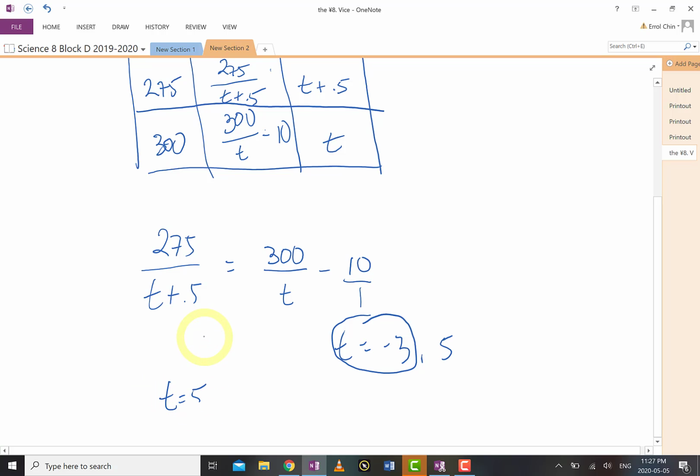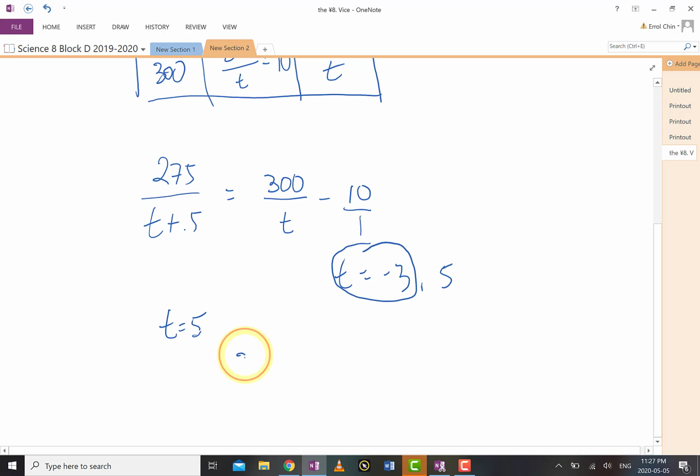Now, are we done? The answer is no. You have to actually plug in t equals 5 into our problem. So our rate is 300 divided by t. So it's going to be 300 divided by 5 minus 10. And that's roughly 50 kilometers an hour. Okay, hopefully that makes sense.